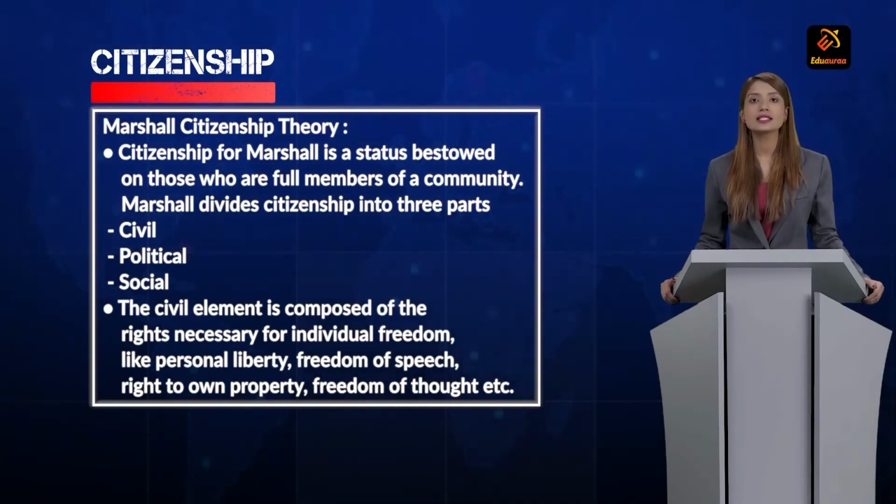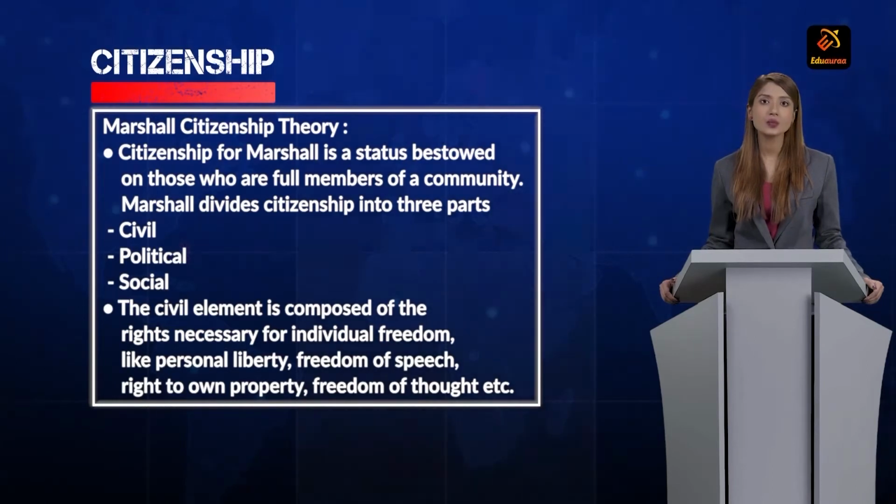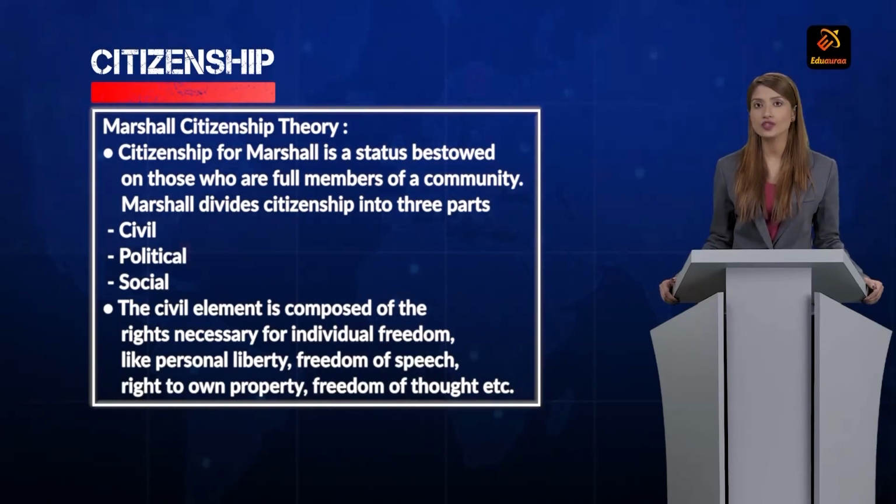The civil element is composed of the rights necessary for individual freedom, like personal liberty, freedom of speech, right to own property, freedom of thought, etc. The institutions most directly associated with civil rights are the courts of justice. It also includes the right to work, that is, to follow the occupation of one's choice, something that was denied by both status and customs earlier.